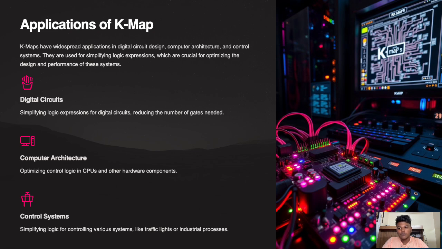Applications of K-map. K-maps have widespread applications in digital circuit design, computer architecture, and control systems. They are used for simplifying logical expressions, which is crucial for optimizing the design and performance of the system. Digital circuits: simplifying logical expressions for digital circuits, reducing the number of gates needed. Computer architecture: optimizing control logic in CPUs and other hardware components. Control systems: simplifying logic for controlling various systems like traffic lights and industrial processes.